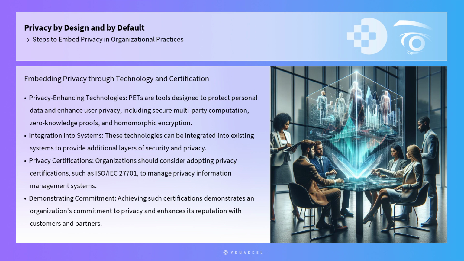Incorporating privacy-enhancing technologies is another effective strategy for embedding privacy. PETs are tools and technologies designed to protect personal data and enhance user privacy. Examples include secure multi-party computation, zero-knowledge proofs, and homomorphic encryption. These technologies can be integrated into existing systems to provide additional layers of security and privacy.